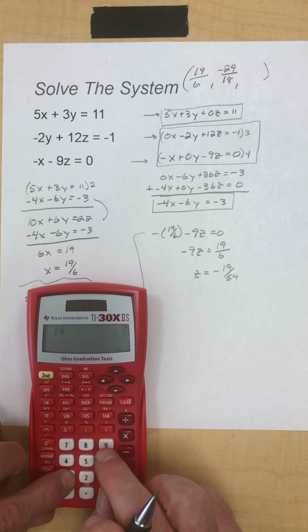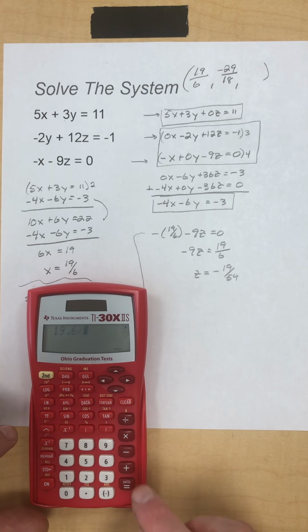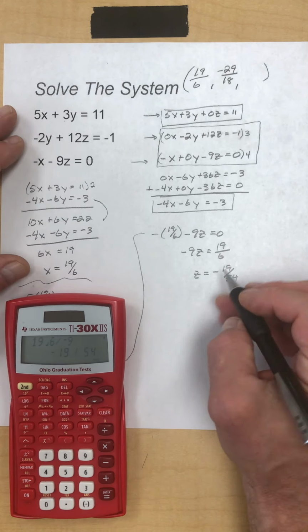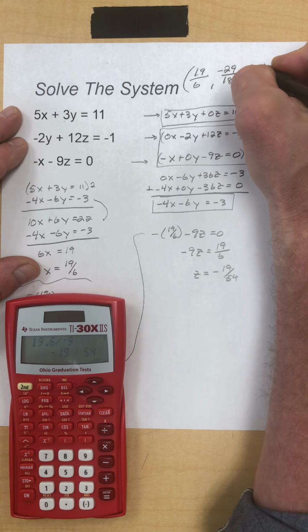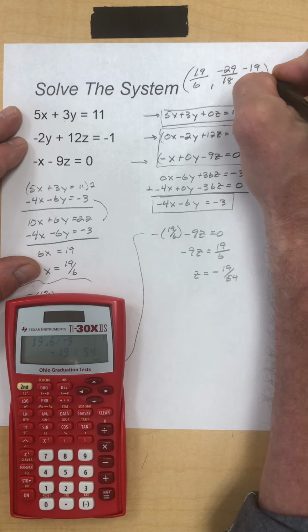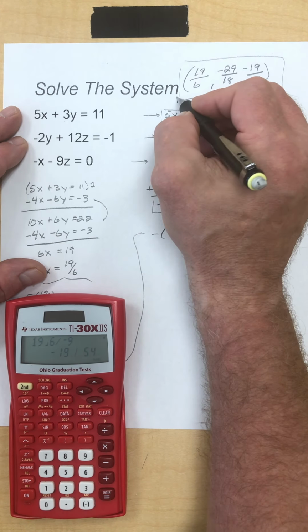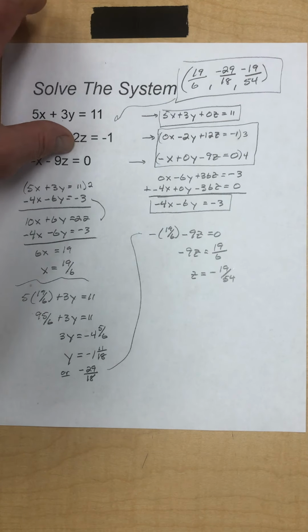Okay, but I'm pretty sure I'm good. 19/6 divided by negative 9. All right, negative 19/54. So that's my z coordinate. Okay, and you could easily take this and go back and check it. Okay, and make sure it works on all three of those equations. Okay, all right, let's try another one like that.